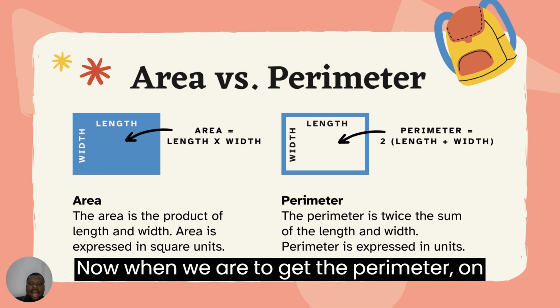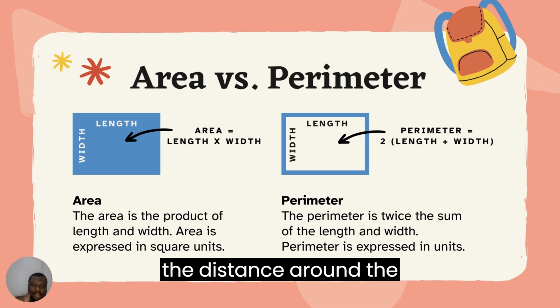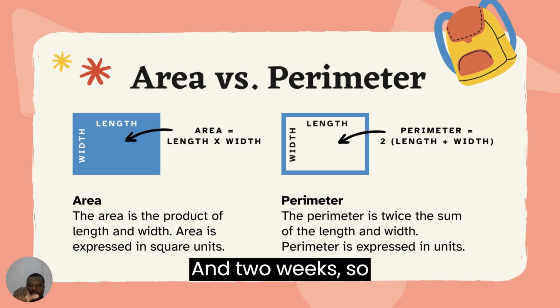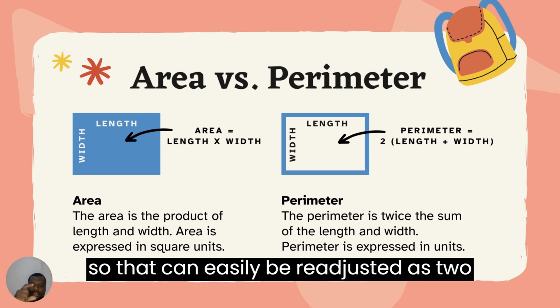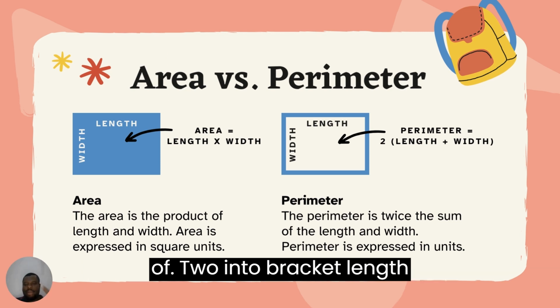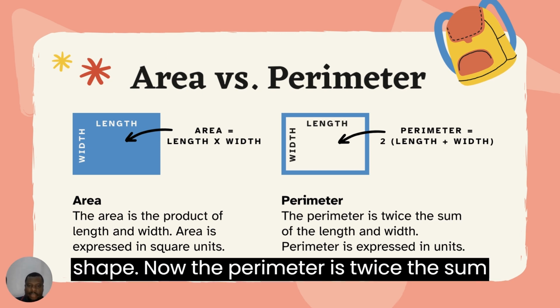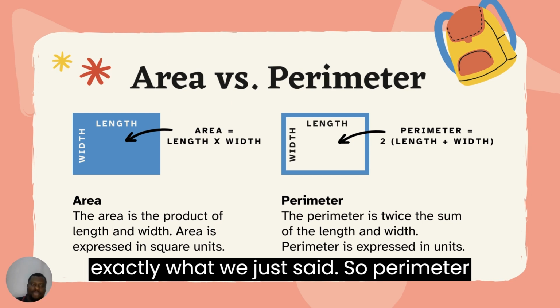Now, to get the perimeter, on the other hand, we add the lengths, the distance around the shape. So we have 2 lengths and 2 widths: length plus length plus width plus width. That can easily be rewritten as 2 times the bracket of length plus width. So we get the perimeter of the shape. Now, the perimeter is twice the sum of the length and the width.